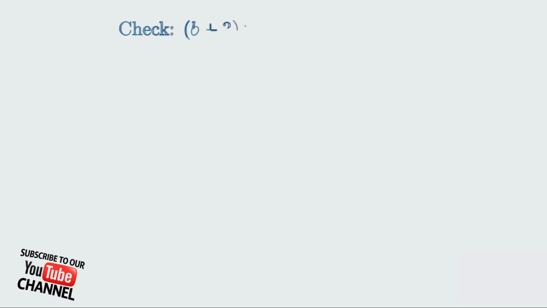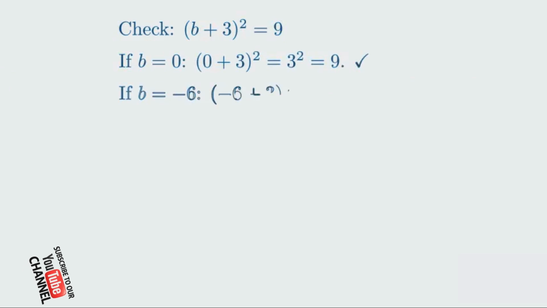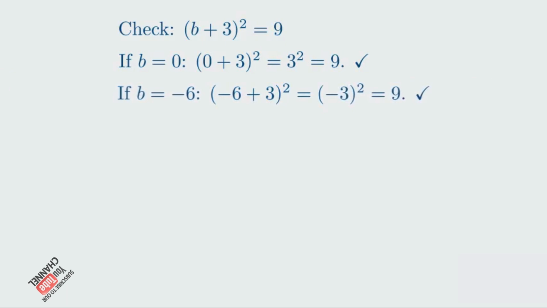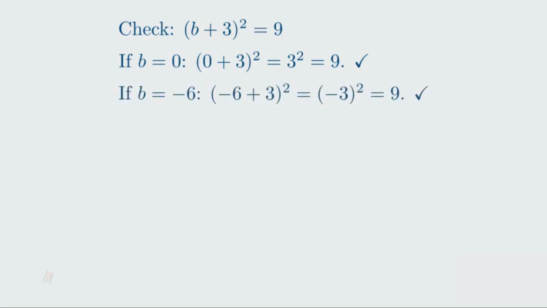First, for b = 0. Plugging it in gives us (0 + 3)², which is 3², and 3² is 9. That checks out. Next, for b = -6. Plugging it in gives us (-6 + 3)², which simplifies to (-3)². Negative 3 squared is also 9. Both solutions are correct. Today, you've seen two powerful strategies for solving quadratic equations.